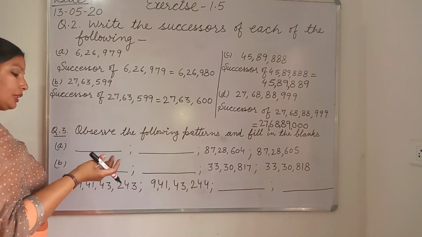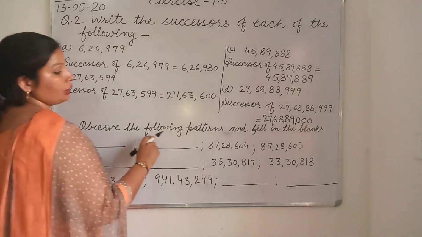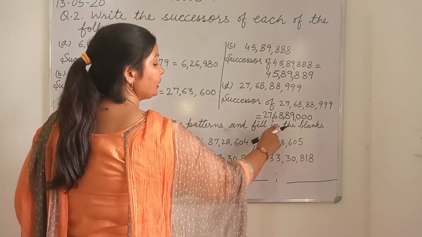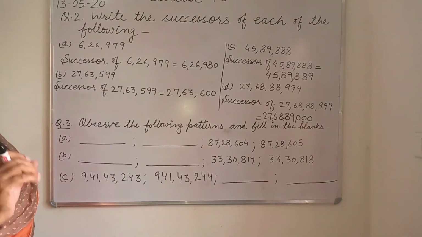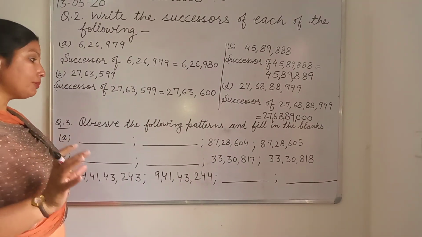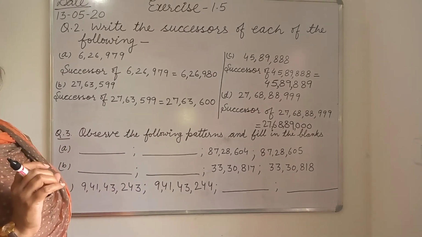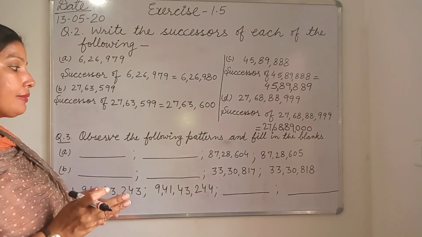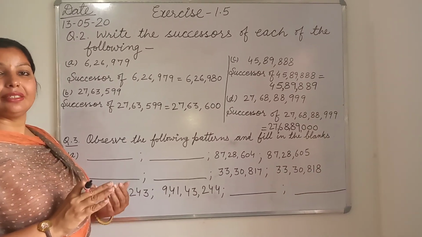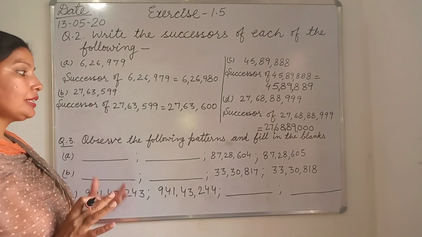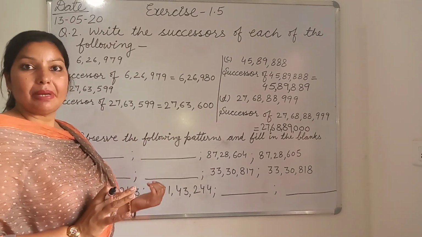Now question number 3. Observe the following patterns and fill in the blanks. So first of all, you will observe the pattern carefully. What is given in the pattern? Pattern means the sequence in the question. What sequence is given here? What is missing? What is adding? What is subtracting here? What process is given here? That we have to identify, and then we will fill our blanks.